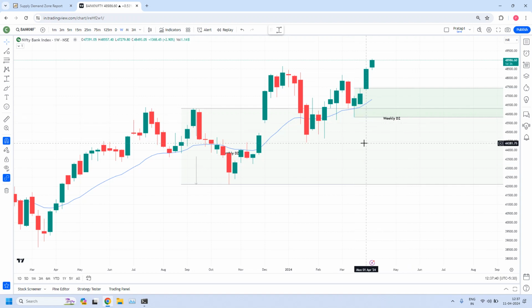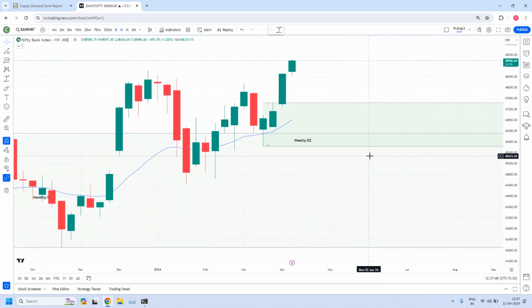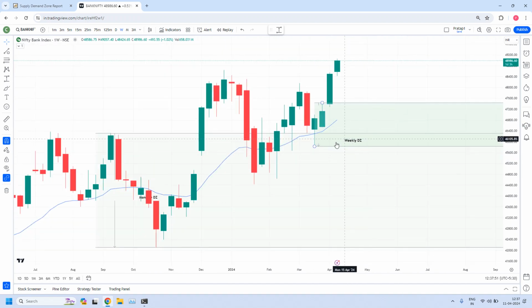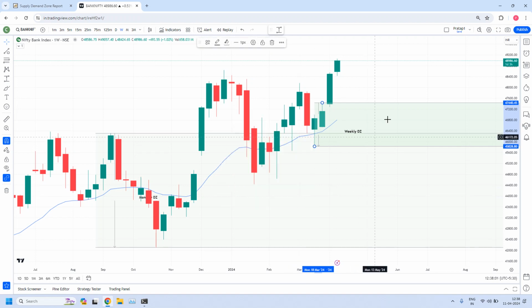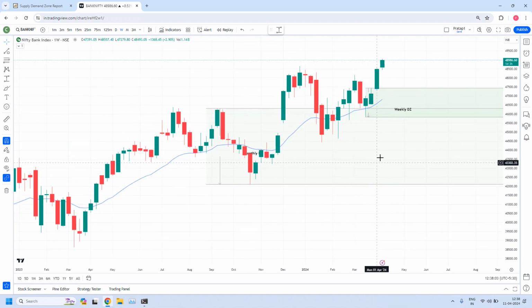This is zone confluence. If the same time frame zones overlap, that is called LOTL. That is what you learned. But these are not the same time frames. One is a weekly time frame and another one is the monthly time frame. This is weekly and this is monthly.